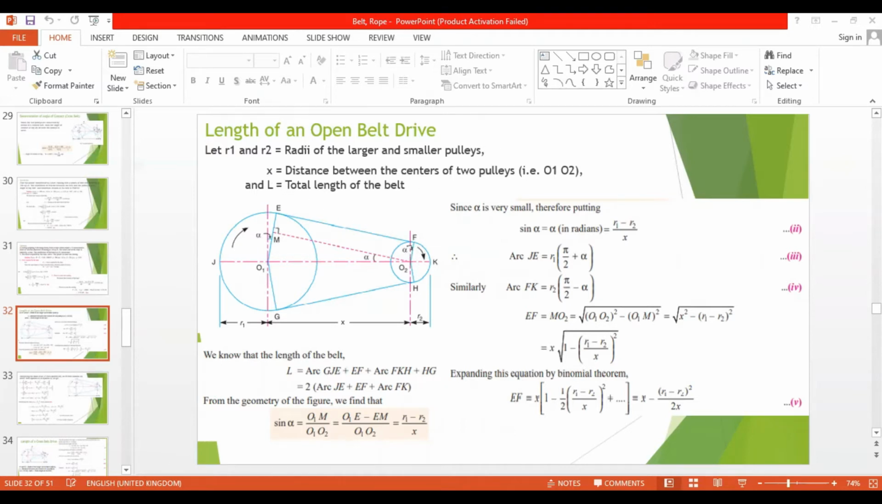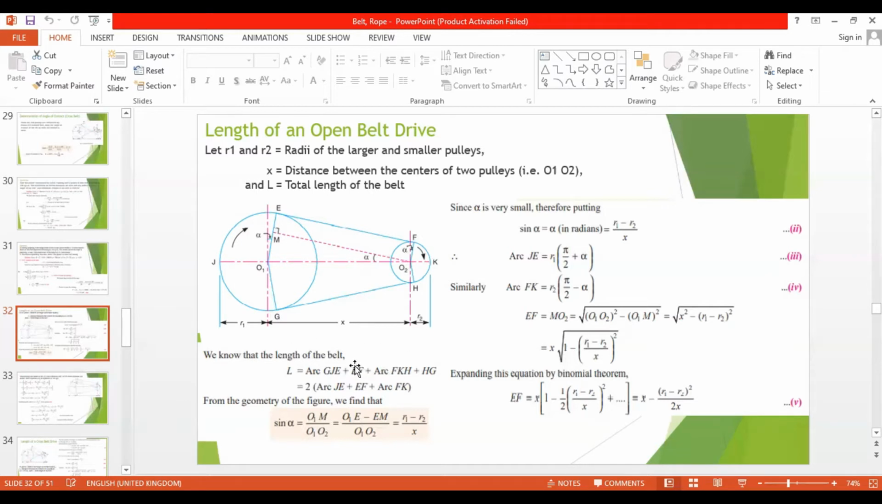X is the distance between the centers of the two pulleys, O1 and O2. And L is the total length of the belt. Now we are going to see how to find this.